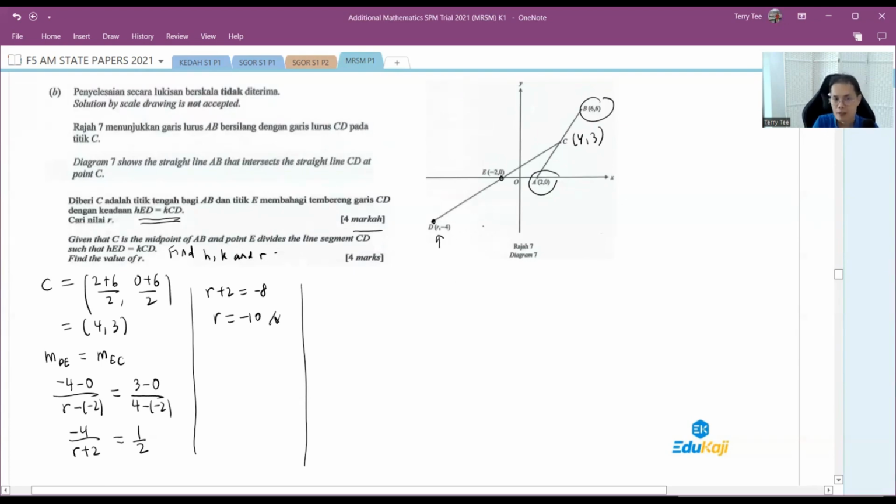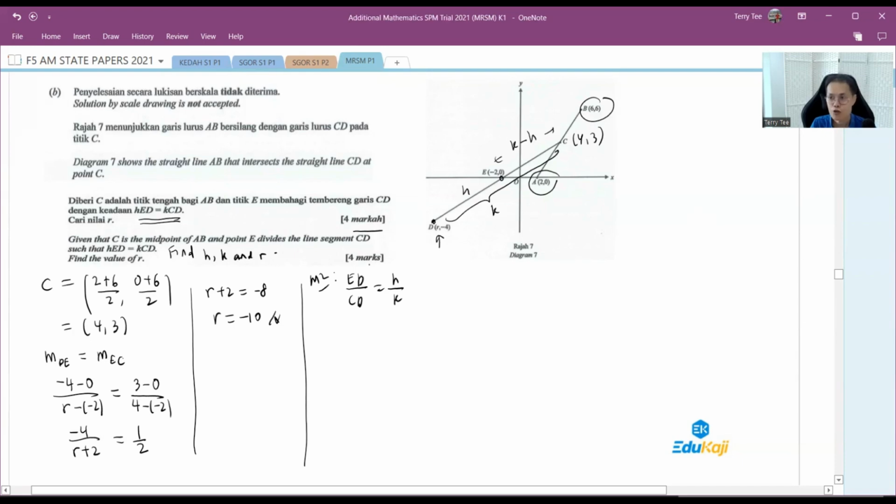Now, the interesting part about this is that you're given HED equals KCD. So that means ED over CD. This is method 2, let's say if they ask you to find H, K and R. We can say ED over CD is H over K. Now be careful. A lot of people tend to put H and K inside straight away. Your ED is H, but K is the whole thing, CD. So therefore, this ratio should be K minus H. Be careful about that.